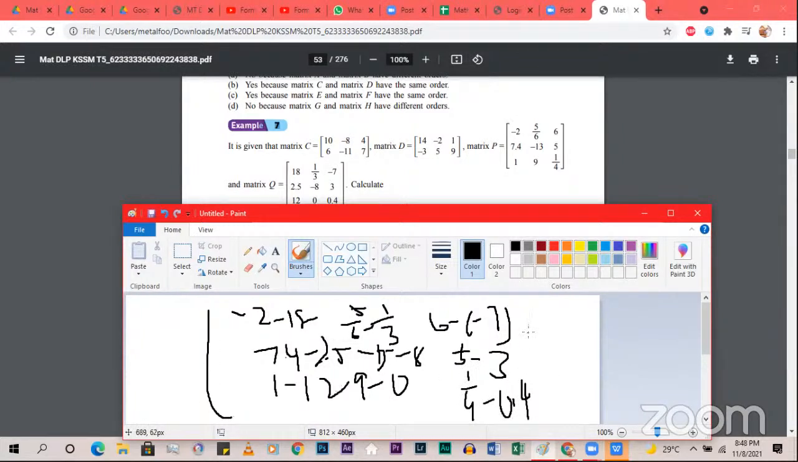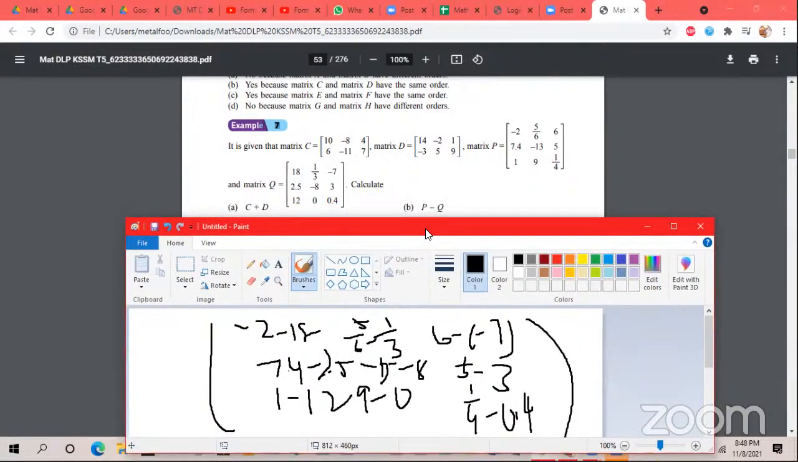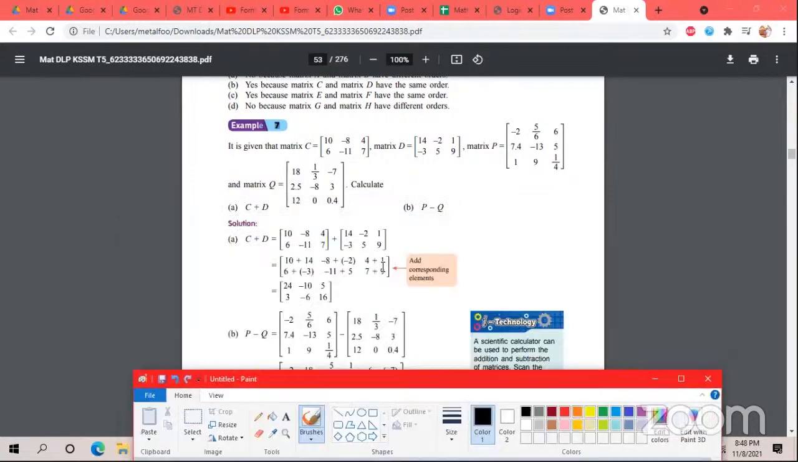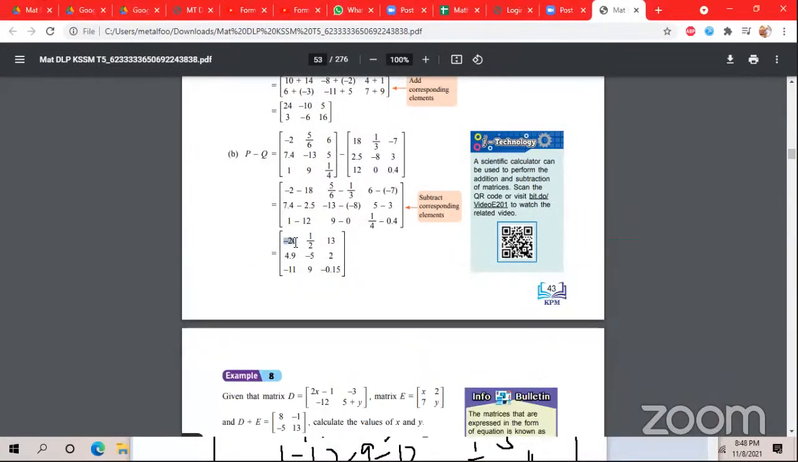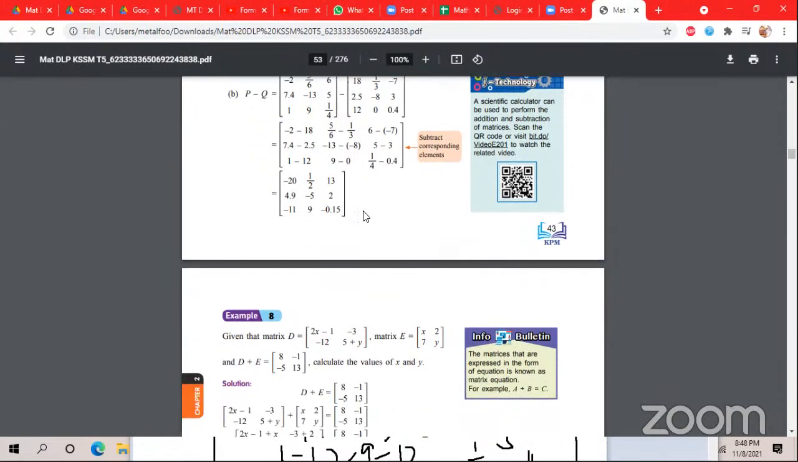So you type it in the calculator for each one. What will you get? -2 minus 18 is -20. 5 over 6 minus 1 over 3 is half. 6 minus -7 is 13. 7.4 minus 2.5 is 4.9. -13 minus -8 is -5. 5 minus 3 is 2. -11, 9, and -0.15, right?